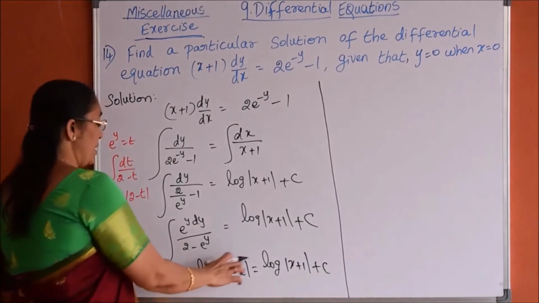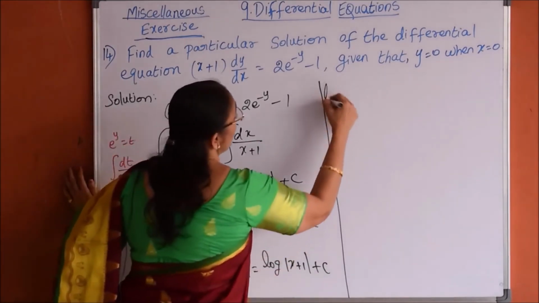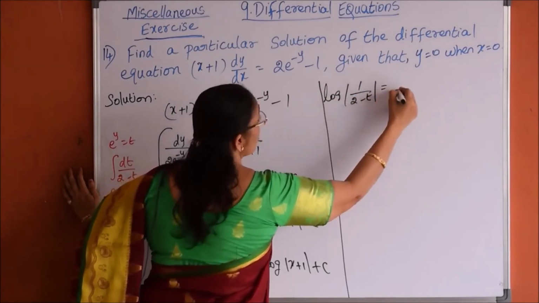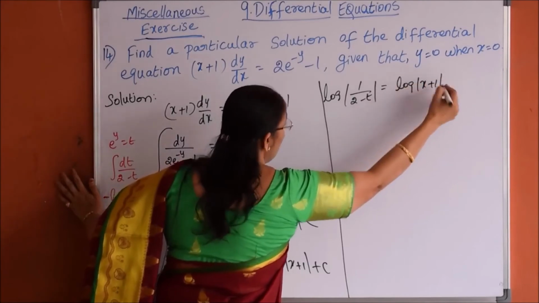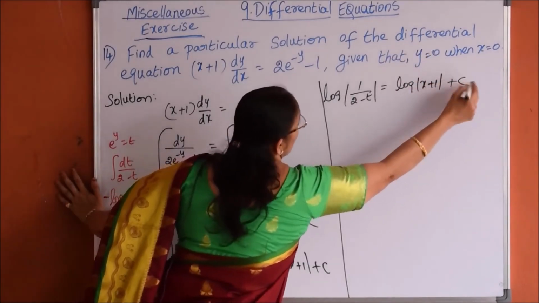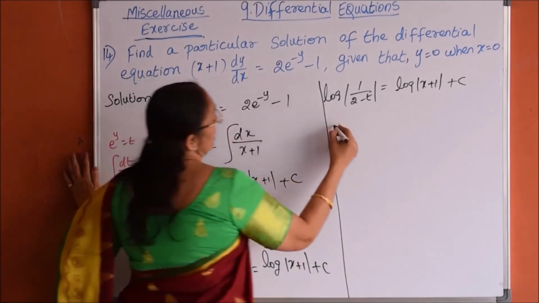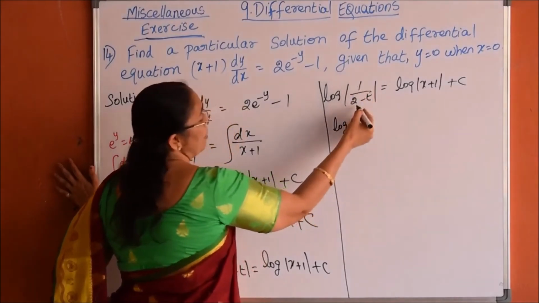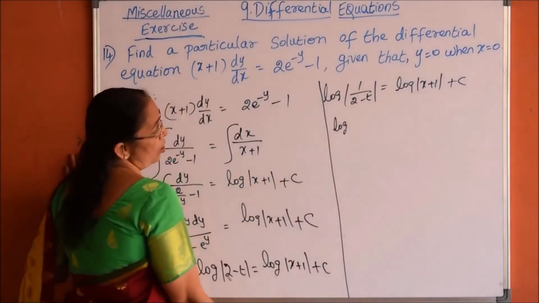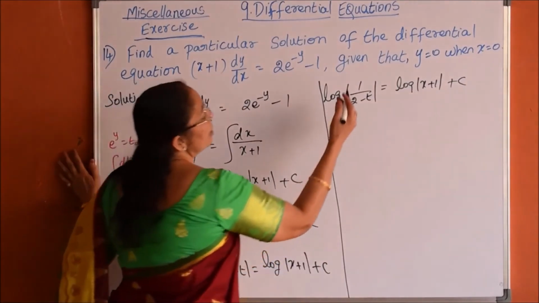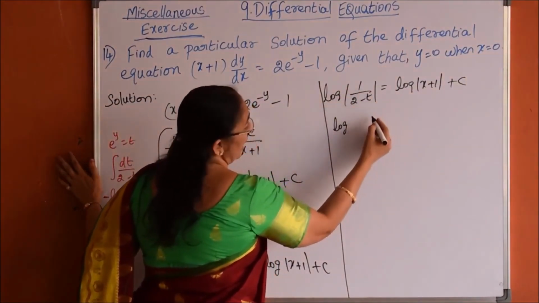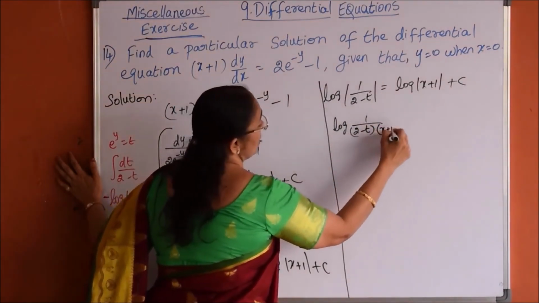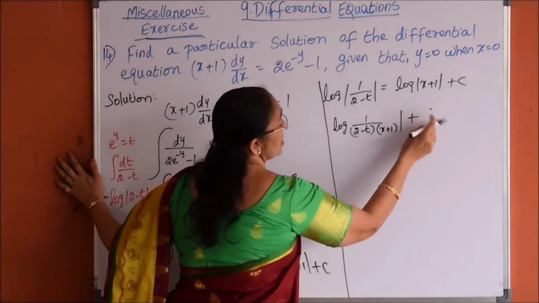Now this minus sign we will take to the power. So this will become log mod 1 by 2 minus t is equal to log mod x plus 1 plus c. So now this can be rearranged. If I bring this x plus 1 to this side, it will become log of 1 by 2 minus t minus log of x plus 1, which is nothing but log a by b. So log a by b means 1 by (2 minus t) by (x plus 1) is equal to c.